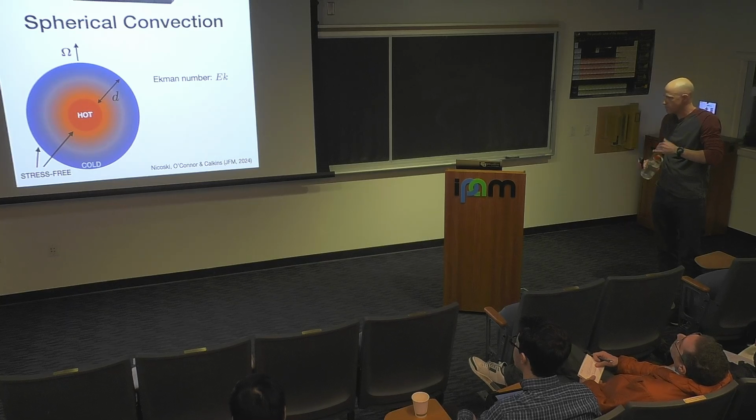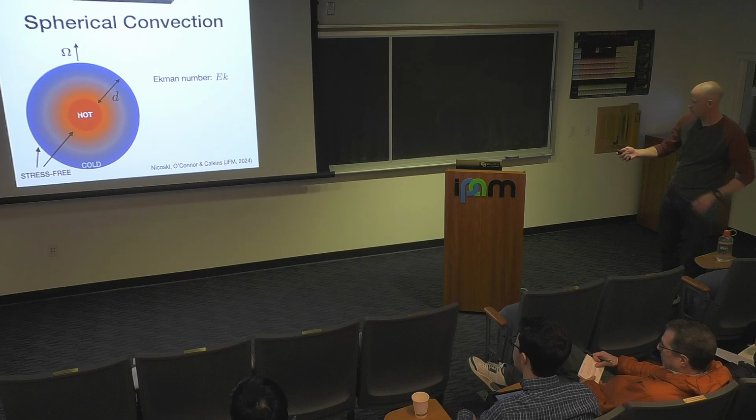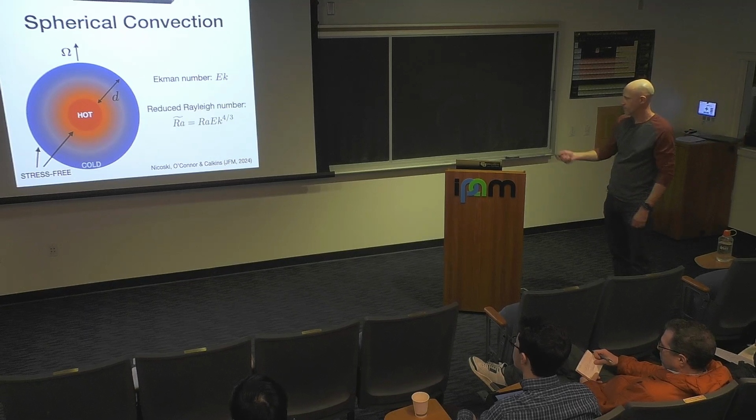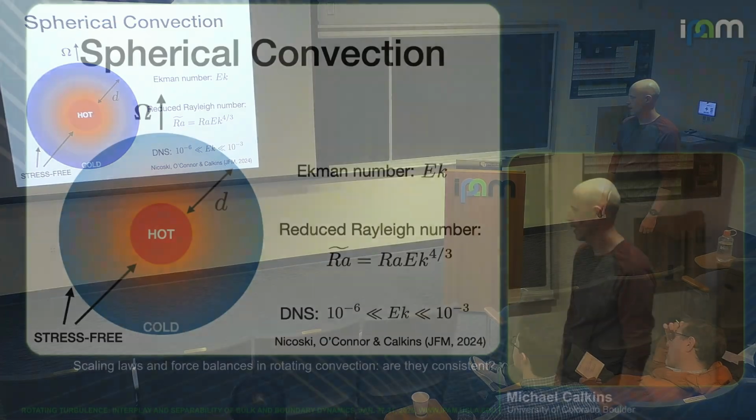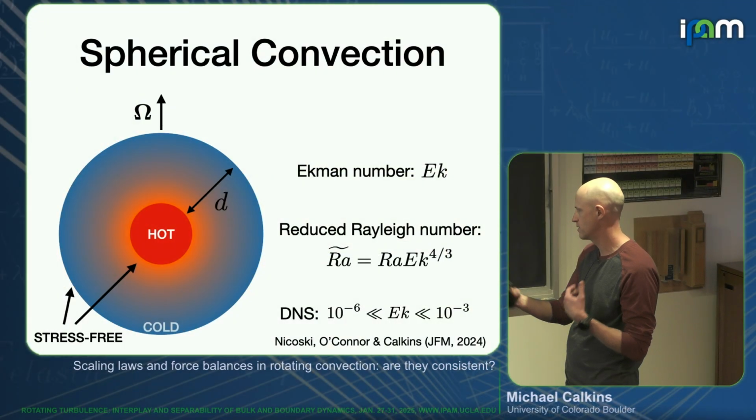Thank you. So we have our standard set of non-dimensional parameters: Ekman, reduced Rayleigh. We're going to show everything as a function of reduced Rayleigh. And Justin carried out a broad suite of direct numerical simulations in a sphere.